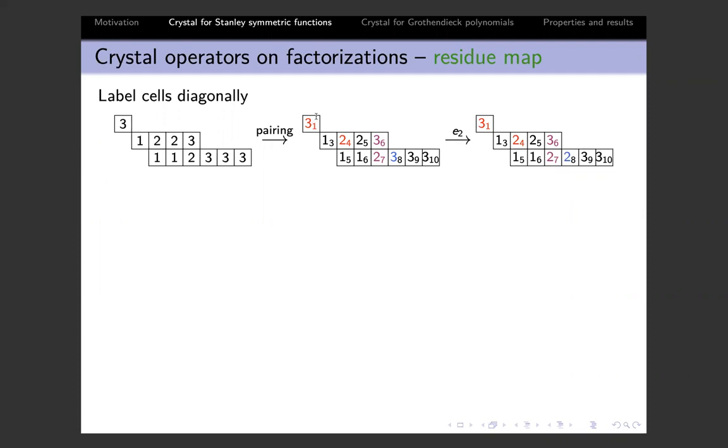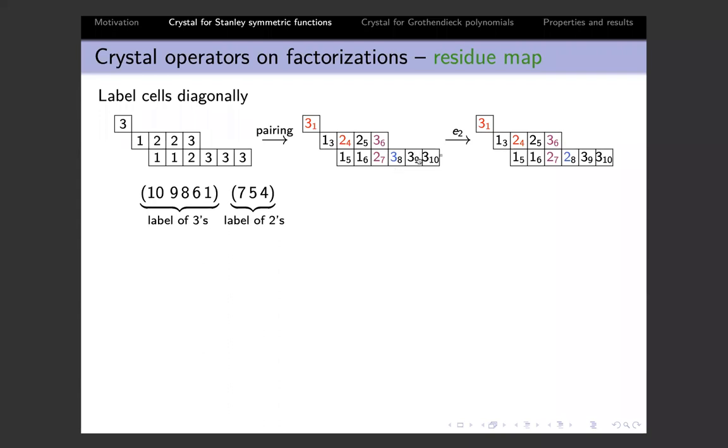So I'm starting here with this three in the top left corner, and I'm going to say that this is diagonal one, then this would be diagonal two, diagonal three, diagonal four, five, six, and so on. So I'm basically just labeling the cells by their diagonals. Okay, and then you can now record the letters three in your tableau using the diagonal labelings.